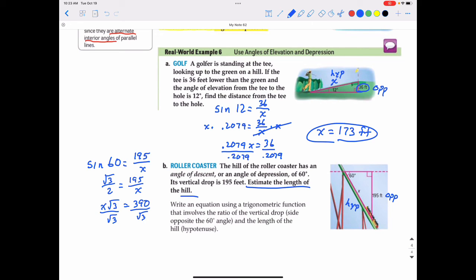If I wanted the exact answer, I would have to rationalize the denominator, but the directions do say to estimate the length of the hill. So I will just go to a calculator and take 390 divided by the square root of 3. And when I do that, I get 225.166605. Most coasters are measured in whole units anyway, so rounded to the nearest whole number, the length of that part of the track is 225 feet.